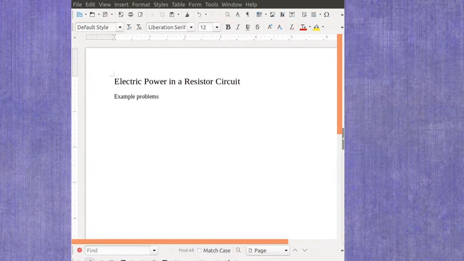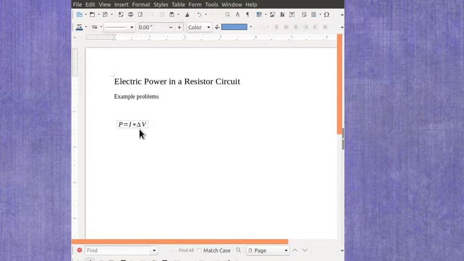Let's look at some example problems for electrical power in a resistor circuit. And the base equation we have for that is that the power is equal to the current times the voltage. Now, your professor and textbook might use just a V for voltage. In my class, they use the delta V to stand for voltage.